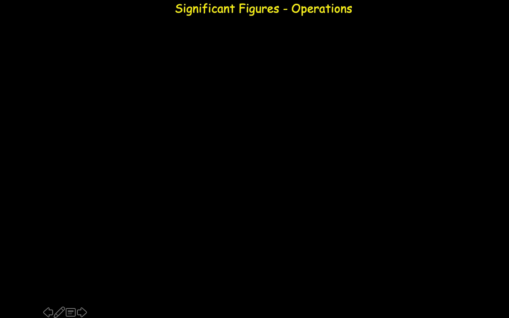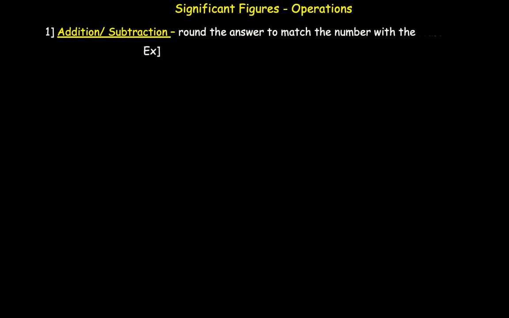All right, so when we talk about operations, we're not going to get crazy with this, but we're going to just talk about addition, subtraction, and multiplication and division. So basically speaking, when we do addition and subtraction, the big thing is we're going to round the answer. You do addition or subtraction with your values, and then when you get to the answer, we're going to round that answer to match the number with the least decimal place. That's the important thing to realize.